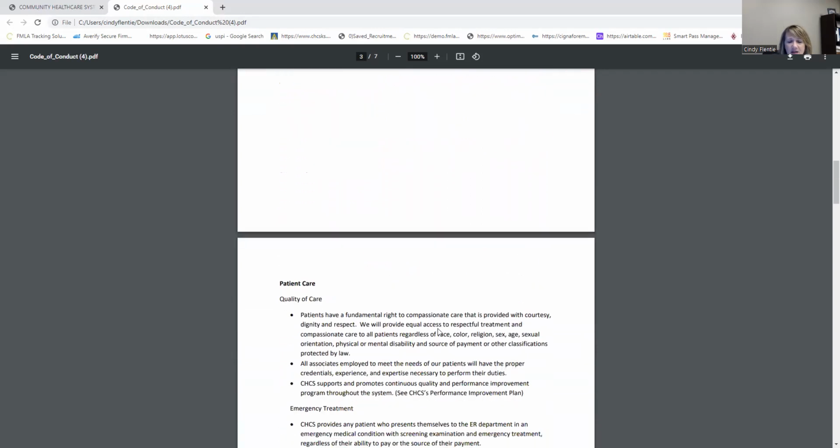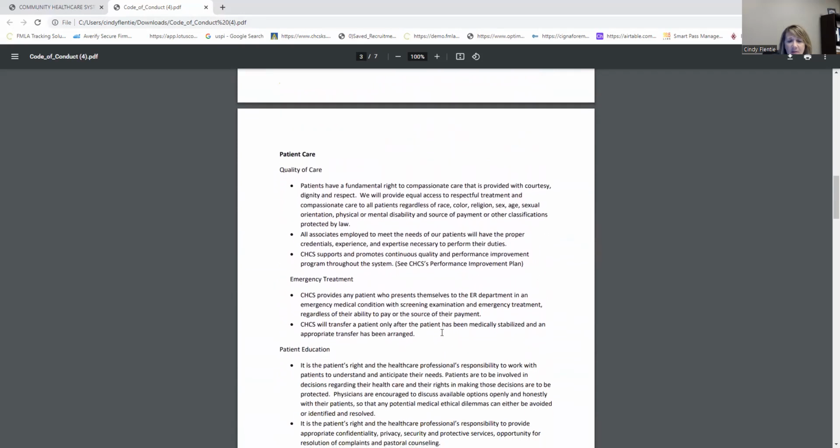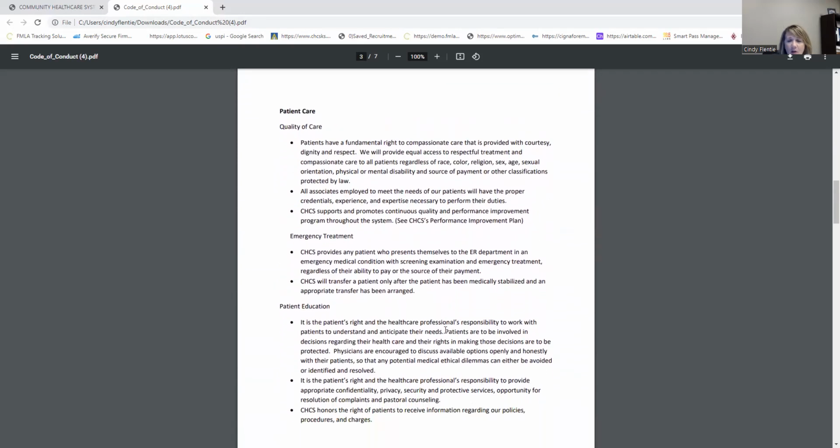The next section of the code of conduct is talking about patient care. So we have the quality of care, and that we are going to provide care regardless of race, color, religion, sex, age, sexual orientation, physical and mental disability, and source of payment or other classifications protected by law.